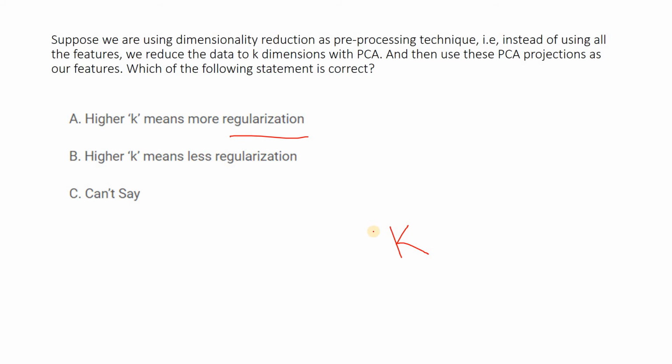So higher k means overfitting, and the aim of the regularization is to reduce overfitting. But higher k means overfitting, right? So higher k means less regularization. That's why overfitting is happening. If it is becoming more regularization, that time overfitting will not happen, right? So the answer is option B. Higher k means less regularization, because higher k means overfitting, and less regularization means there is a possibility of overfitting, because regularization controls overfitting. More regularization means no overfitting, like that. Okay, so correct answer is option B.